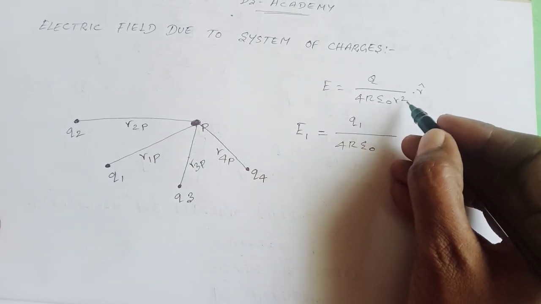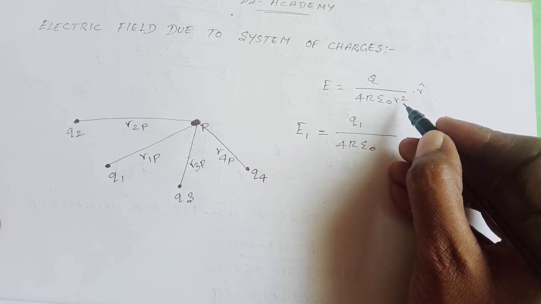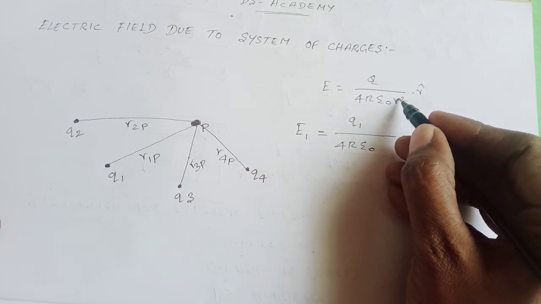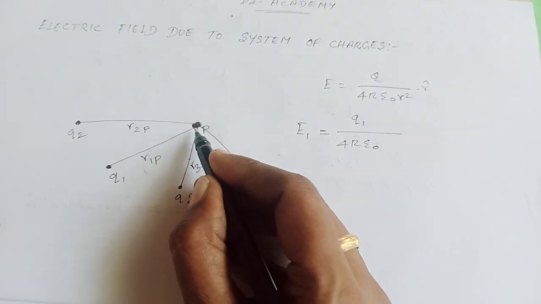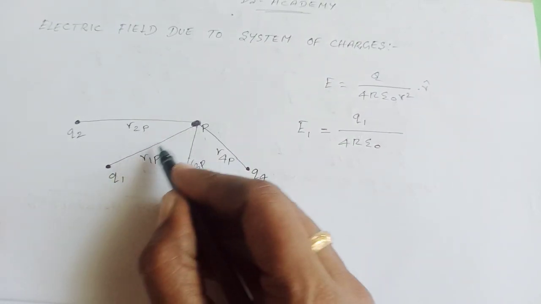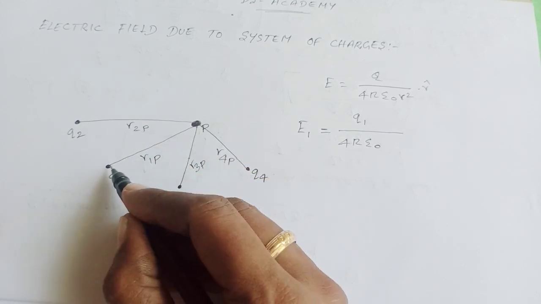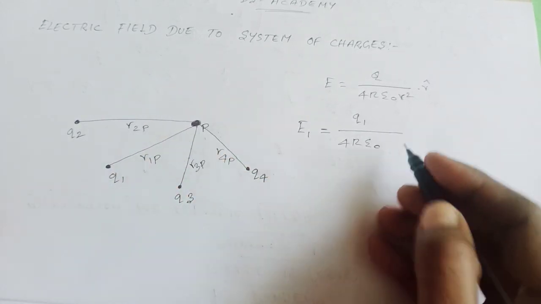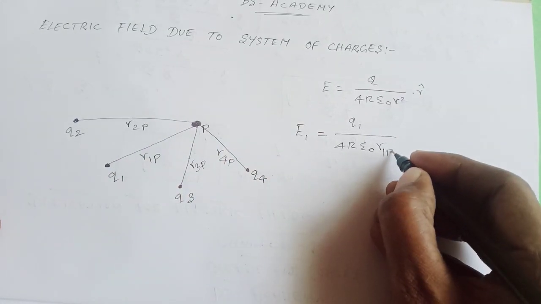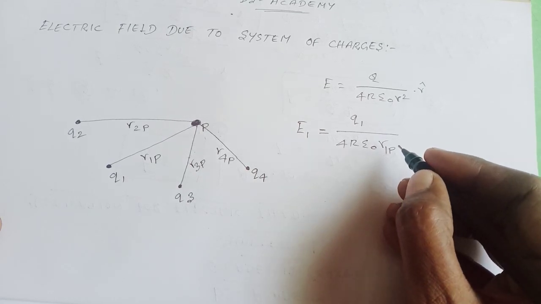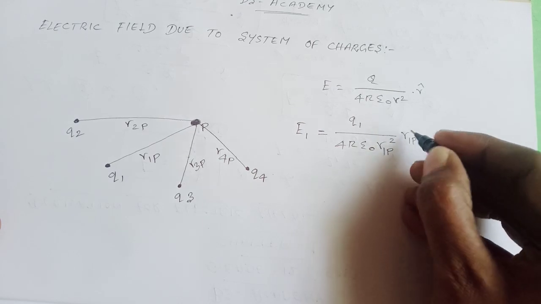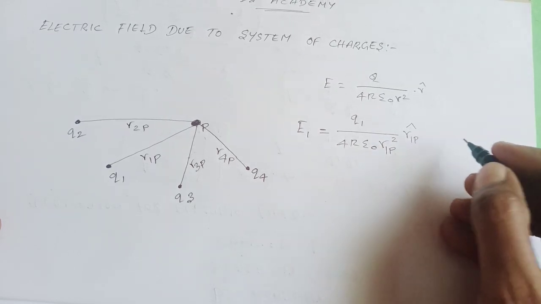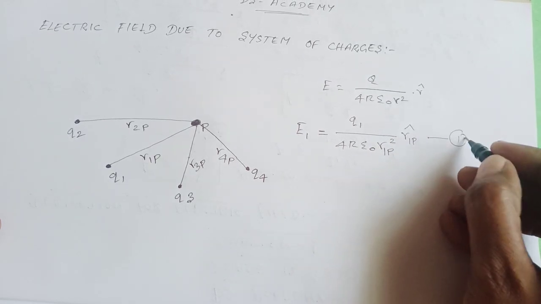R is the distance between the charges, no? Here this r can be written as r1p. R1p is the distance, so instead of r we can write it as r1p. So the equation becomes r1p square, and the same way r1p cap. Okay, so keep this equation as 1.